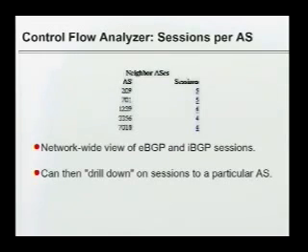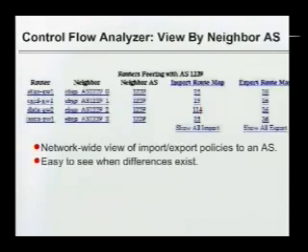Okay, so other things that you can do is look at the number of sessions that you've got to a particular autonomous system. So you've got four BGP sessions off to 1239. Let's see what those are, right? So click down, drill down, and see what those 4 sessions are. You can see I've got BGP sessions to 1239 at these 4 routers, and these are the import and export route maps that I'm looking at.